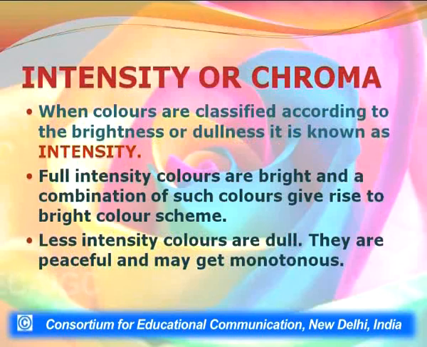The third quality of the color is intensity or chroma. When colors are classified according to brightness or dullness, it is known as intensity. Sometimes you say that it is very bright. You have bought something and you say the shirt is very bright or the shirt is very dull. What does it mean? It is the intensity of color, because bright pink or dull pink, bright red or dull red. So, intensity defines the brightness or dullness of the color.